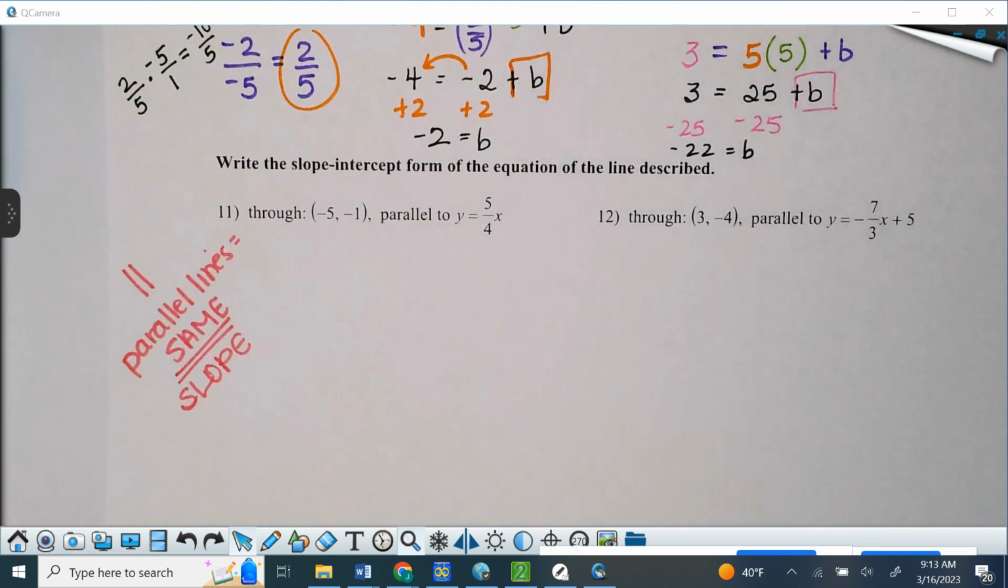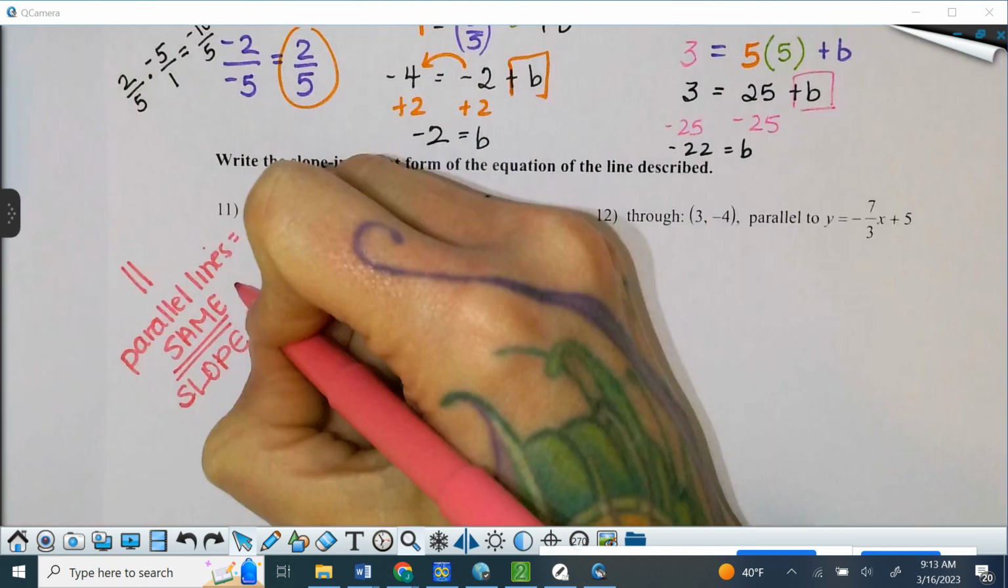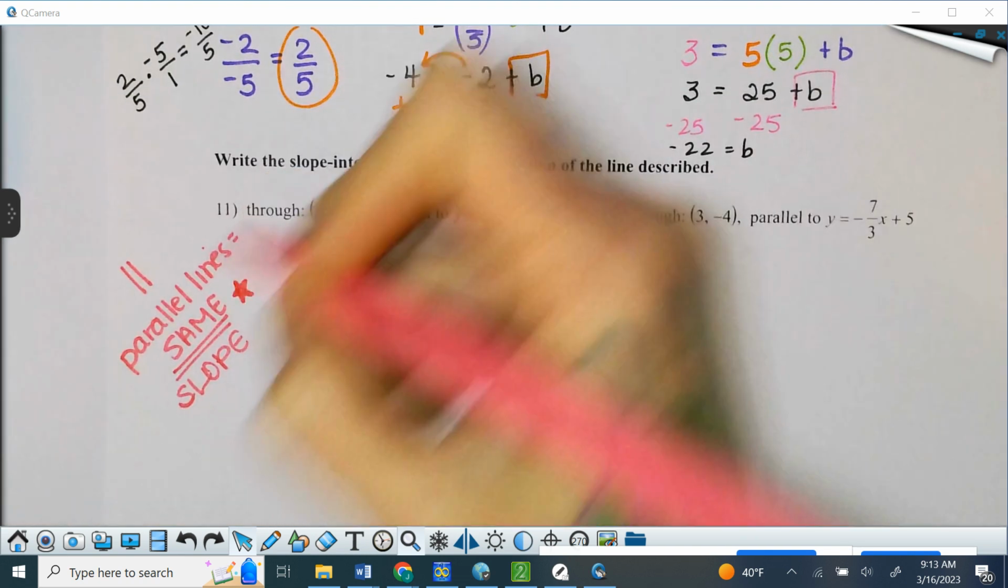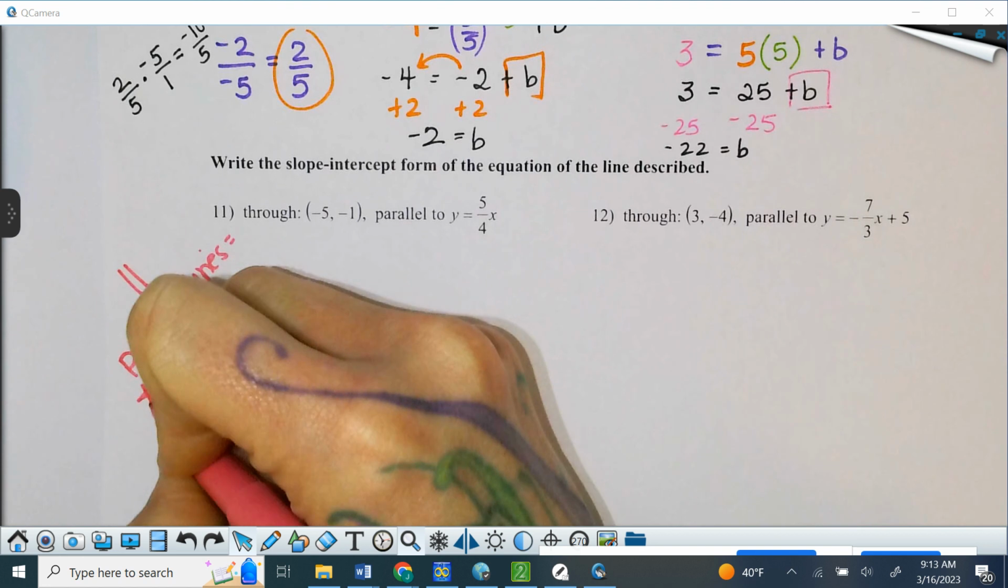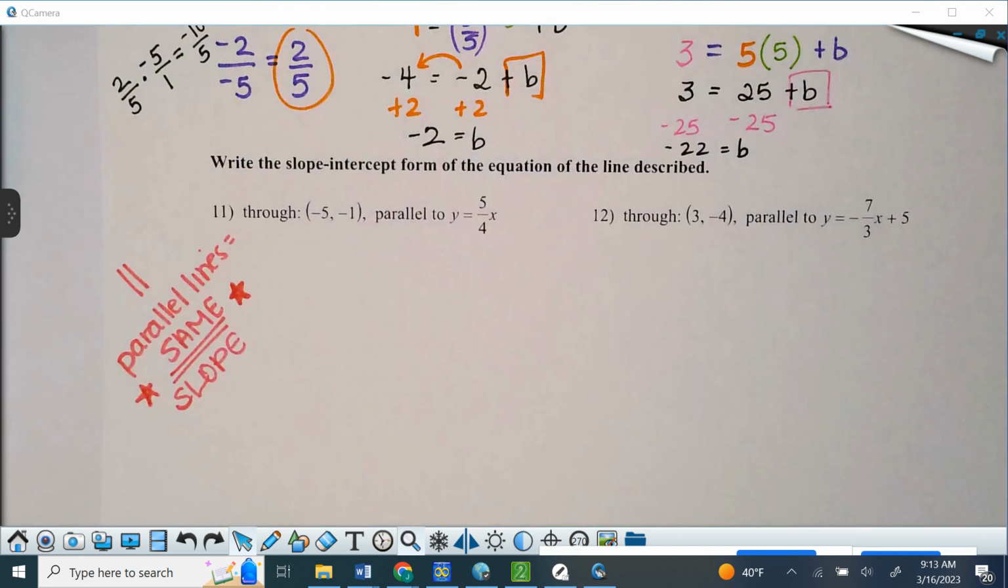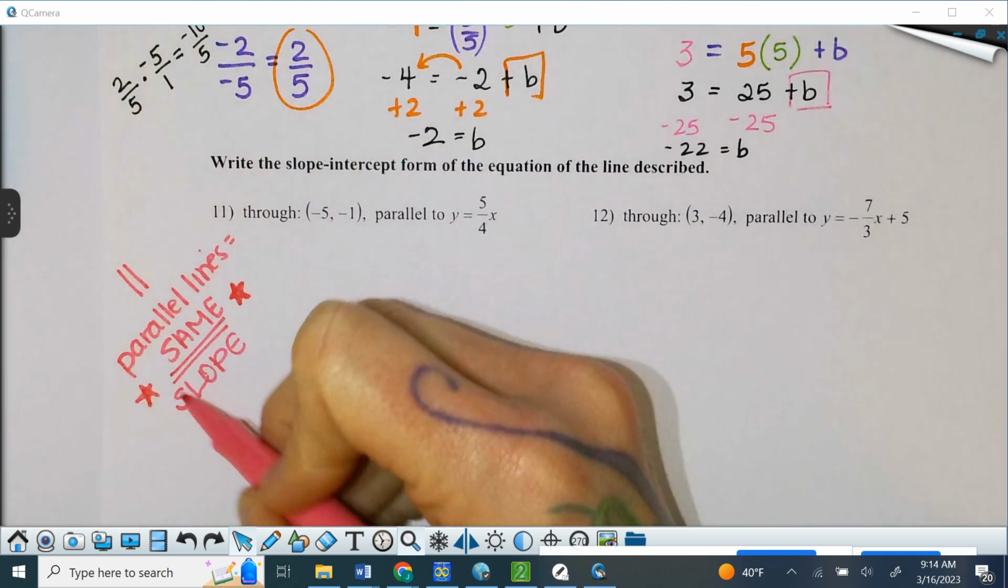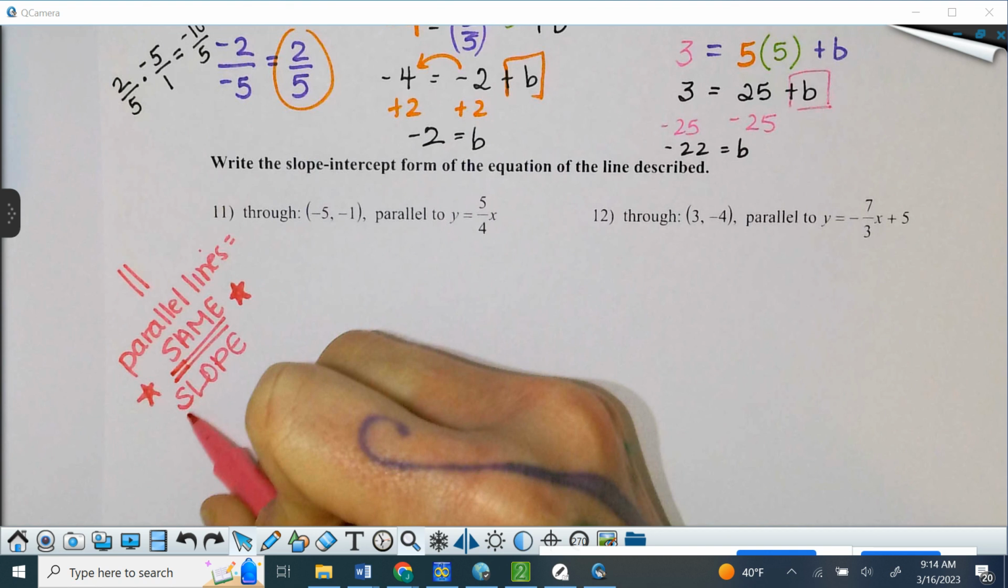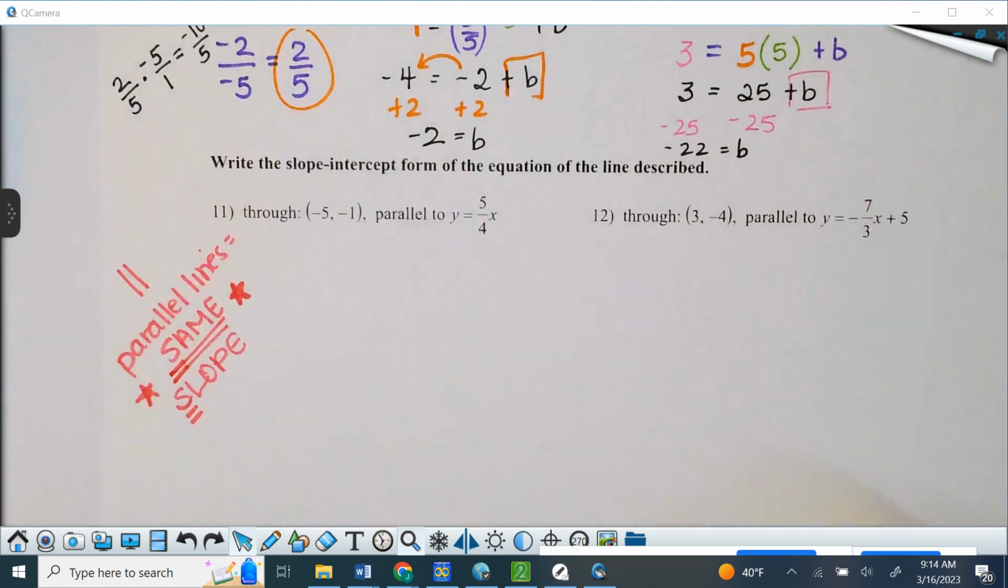What I would love is if we could get our brains so that as soon as we hear the word or read the word parallel, we start thinking same slope, same slope, same slope. Parallel line, same slope. So they both have the same slope, so two S's, two L's, two lines. Two lines and the two L's in the word parallel, same slope.